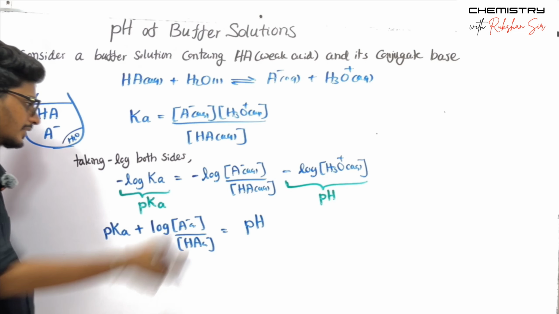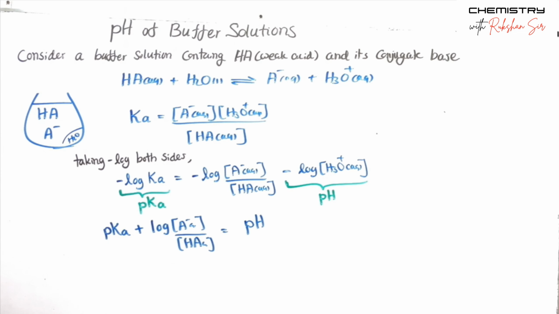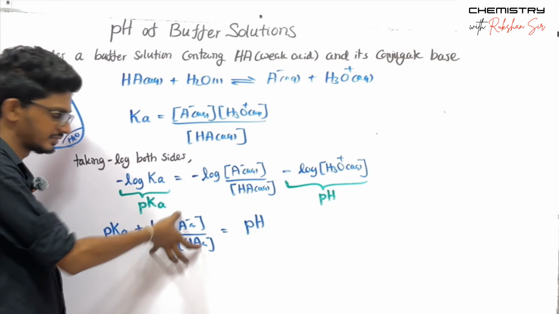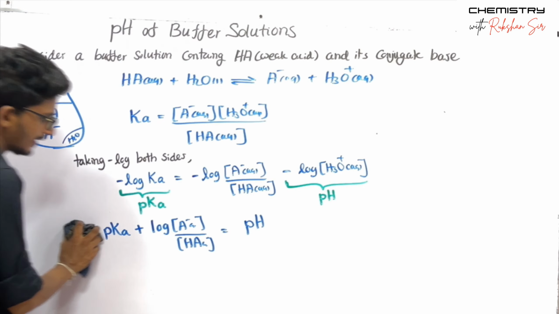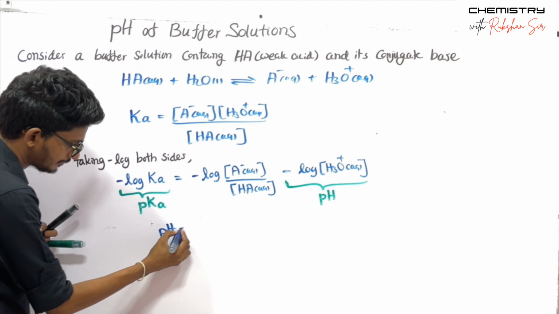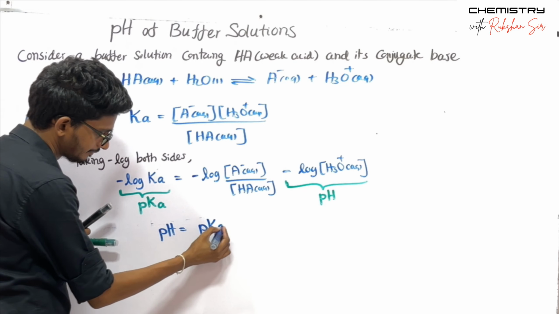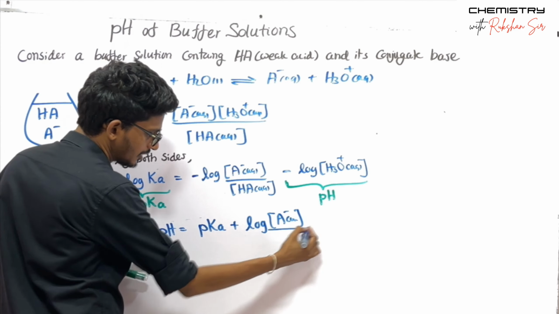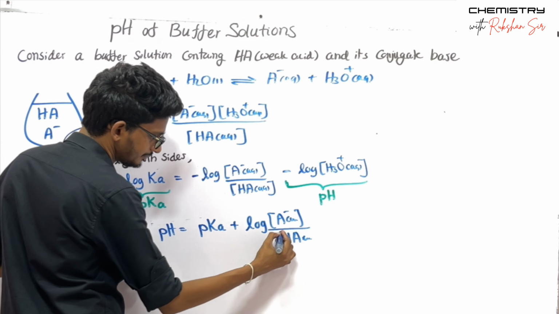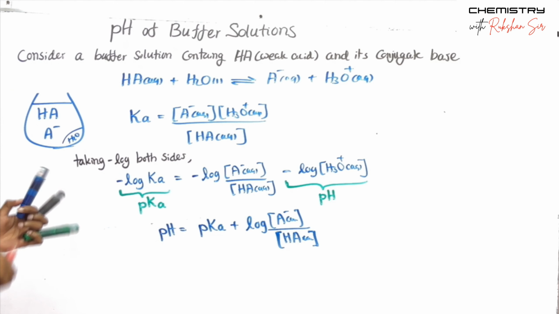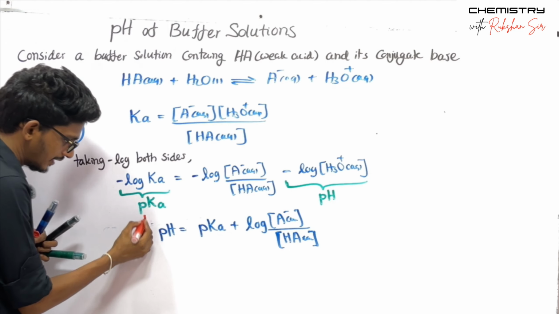I just wrote this thing to here, so I made pH the subject. So we can write pH is equal to pKa plus this thing. This is referred to as the Henderson's equation. The pH is equal to pKa plus log [A minus] over [HA]. This is referred to as the Henderson-Hasselbalch equation.